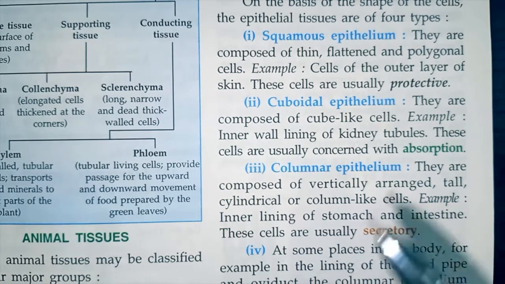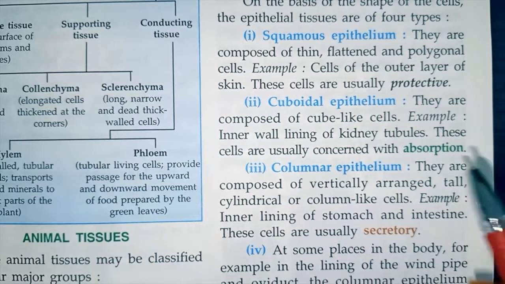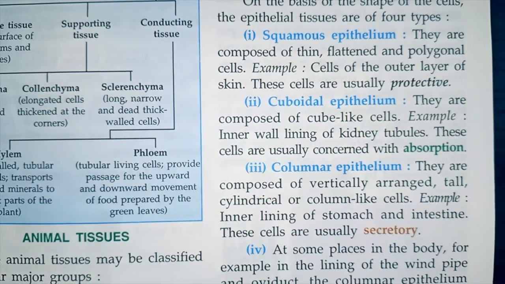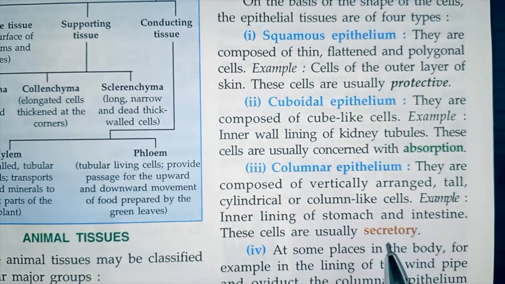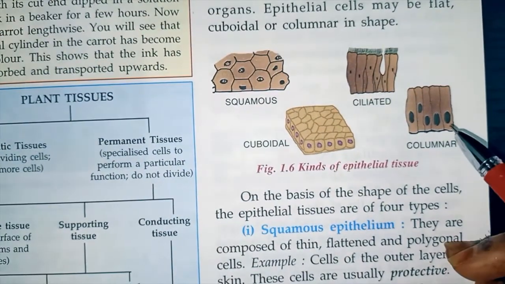Stomach के अंदर वाले layer में ये present होता है. और कहाँ present होता है? Intestine में. Intestine, it's an elongated structure after the stomach. You must have read in the digestive system. So their function is they help in secretion. What is their shape? They are column shaped, columnar epithelium. This one is columnar epithelium.